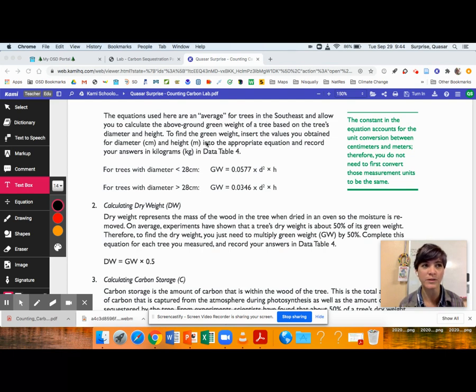Now, I was able to find a spreadsheet that had a bunch of tree species on it and their green weight calculations. So we're using this measurement, 0.0577, and that's for trees that have a diameter smaller than 28 centimeters. And for trees that have a larger one, we're using 0.0346. So this changes based on tree species. And I did find one for Douglas firs, but I'm not going to get that complicated. You totally can if you want.